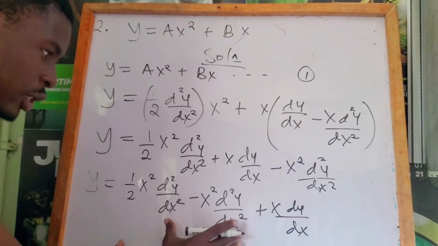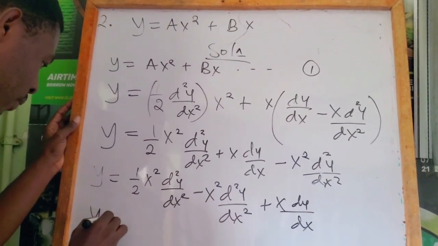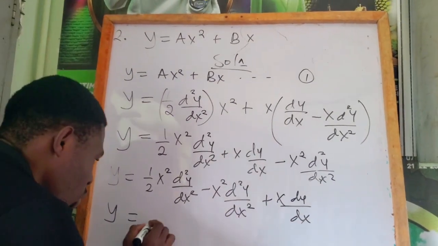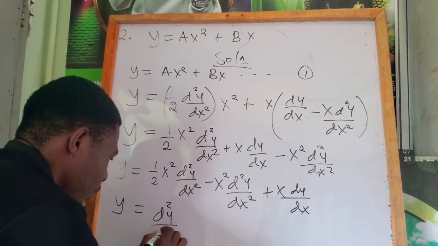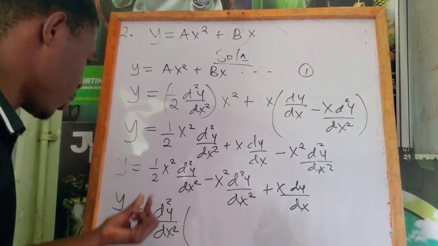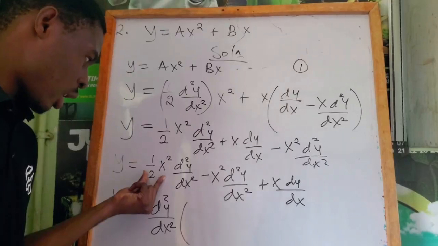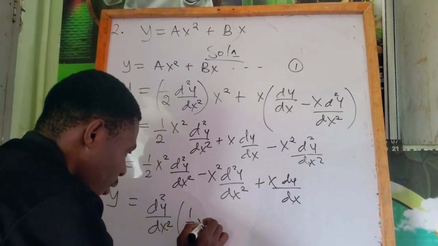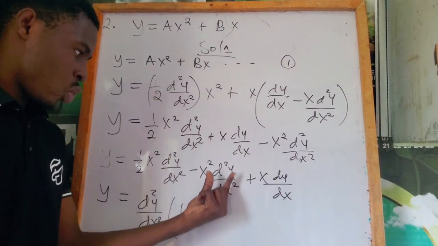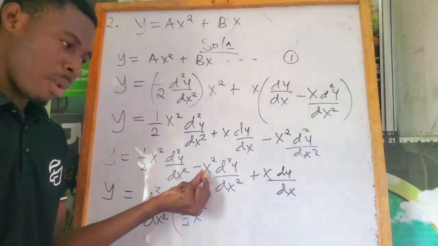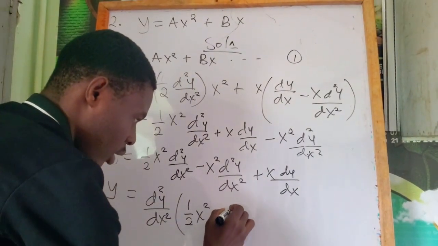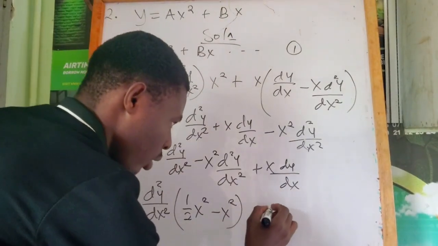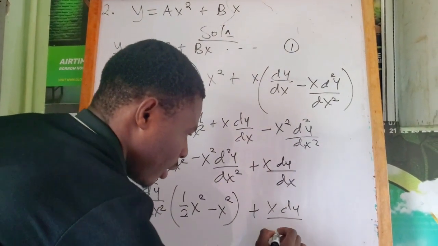We can take the differential coefficient out. So y is equal to, take this d²y/dx², since it appears in both terms, take it out. So you have d²y/dx² into, this is a half x squared. So what you have here when you take this out is only half x squared. So put a half x squared. If you take the d²y/dx² out of here, you only have minus x squared, plus what is left here, which is x dy/dx.